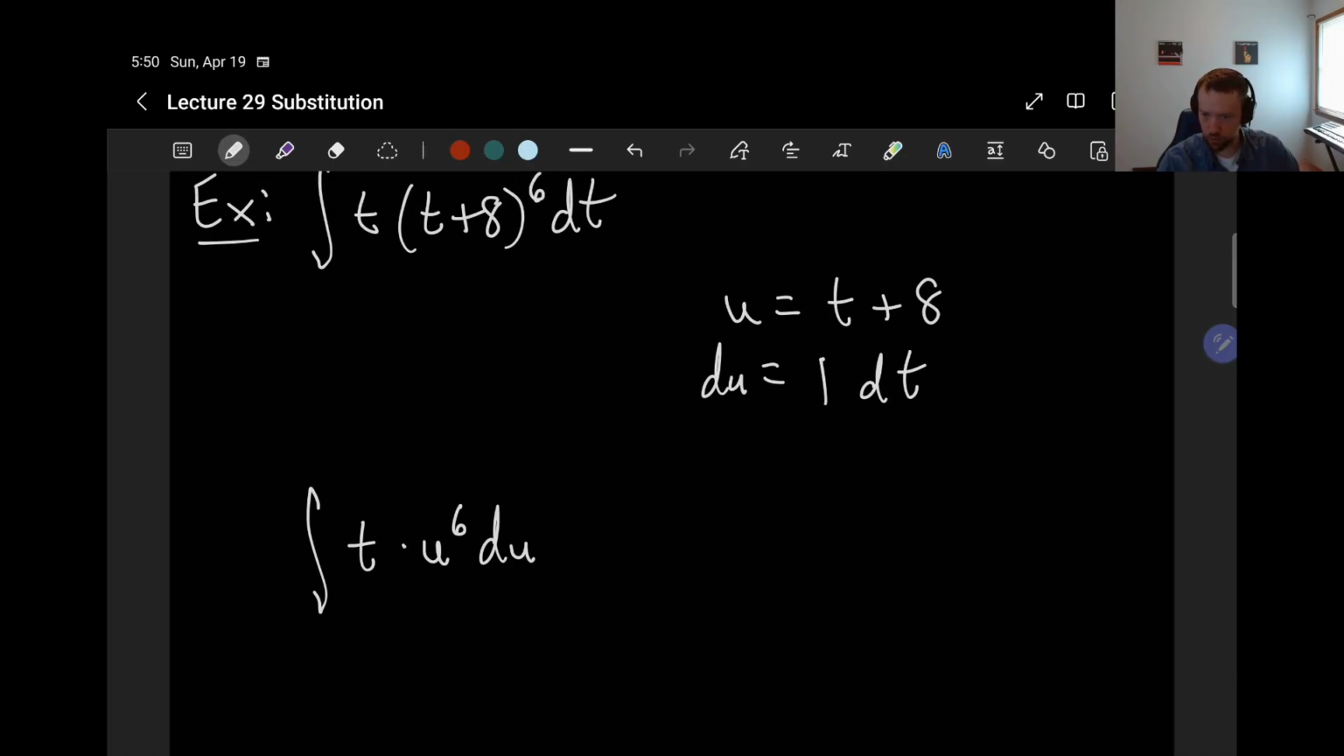So this is something we haven't quite done yet. We'll notice that if I look at the u formula, I can actually solve that for t, and I would get something reasonable. So since u is t plus 8, that means if you solve that for t, you get t equals u minus 8. So that was just rearranging this u formula up here.